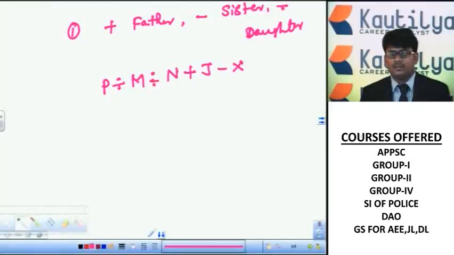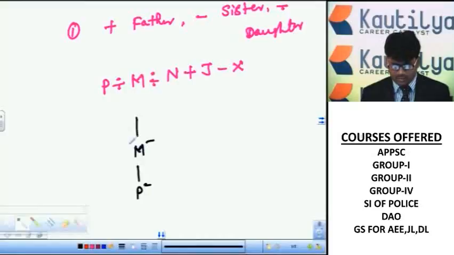Then we have to remember 3 points. The horizontal line represents brother and sister, the vertical line represents parent and offspring, and double implies represents wife or husband. Here P divided by M means P is the daughter of M, so we represent P in a downward direction from M, with a minus symbol. Next, M divided by N means M is the daughter of N. M is a minus symbol and is denoted in a downward direction from N.